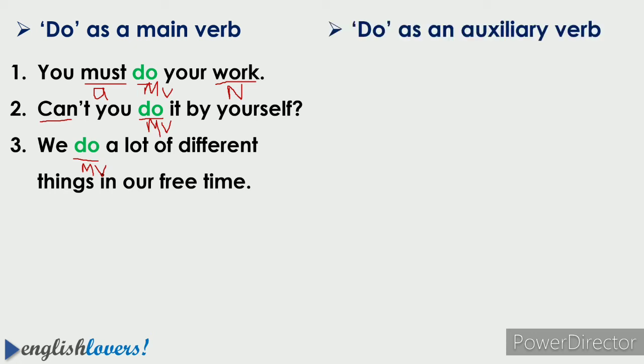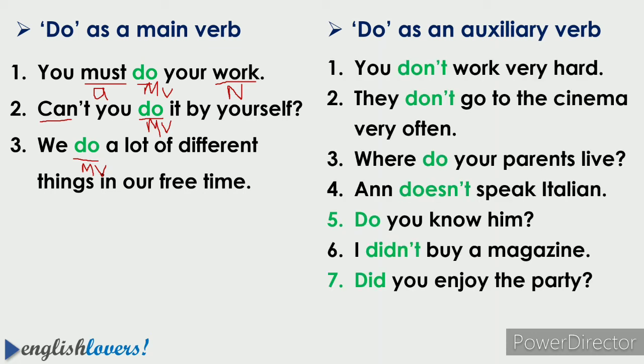Now, with some other examples, we will see how it functions as an auxiliary verb or helping verb in the sentences. So in the first sentence, you don't work very hard. Now here, work is the main verb, and there is the form of do, which is do here because the subject is you, and it functions as an auxiliary or helping verb.